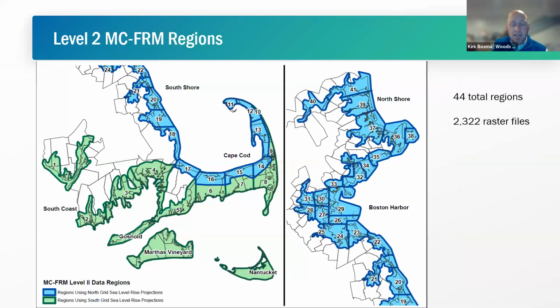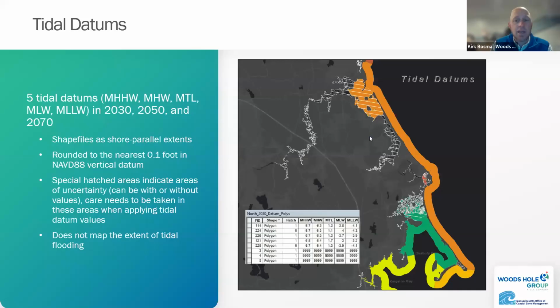Level 2 data, real quick as a refresher. Here are those regions I was talking about. There's a southern section that uses a certain sea level rise projection corresponding to the state standards from Nantucket and Woods Hole, and then there's the northern section of the model that uses sea level rise projections from the Boston area. There are 44 total regions. That amounts to a massive total of 2,322 raster files, which I'll break down in a second. And so again, you download the whole geodatabase, which includes the whole state, but then you can load in these various regions for the areas that you're looking at.